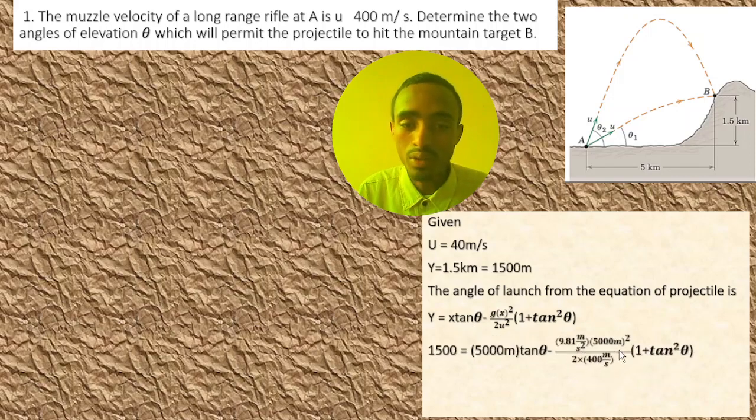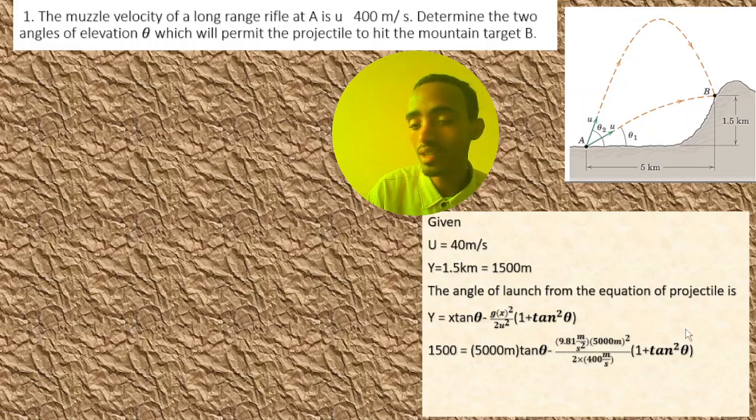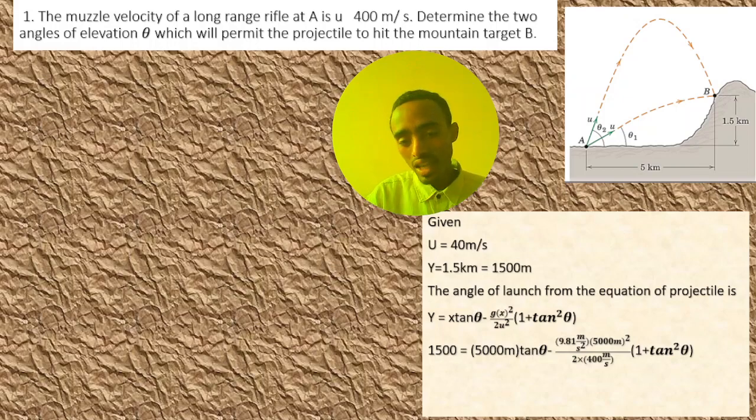y equals 1,500 meters, x is 5,000 meters, which means 5 kilometers is 5,000 meters, times tan theta, which is the required angle, minus 9.8, which is g, times x squared, x meaning 5,000 meters squared, over 2 u squared, which means 2 times 400 meters per second squared, not 14 here. You can correct it by yourself. Plus 1 plus tan squared theta, which is the required one. So after simplifying this equation, you can get your answer simply.